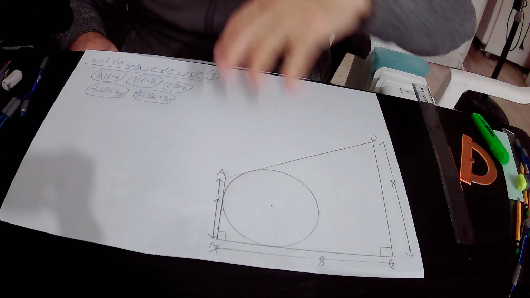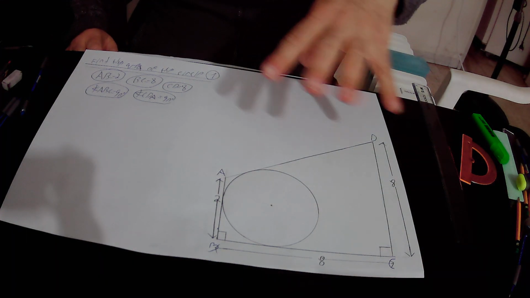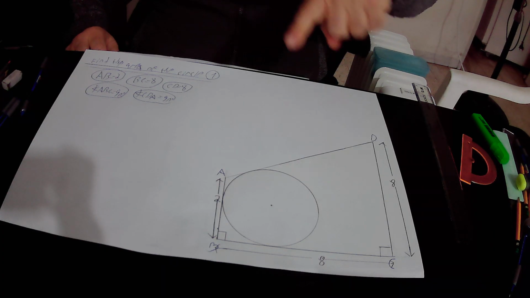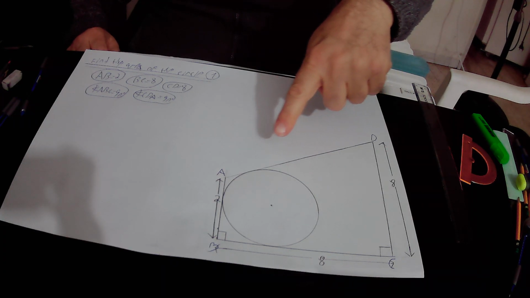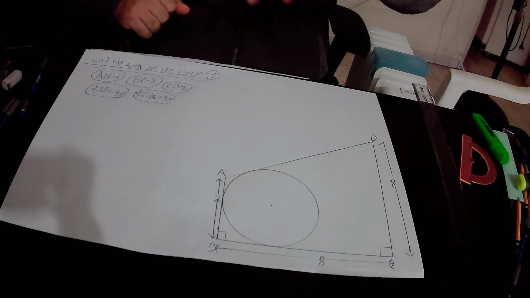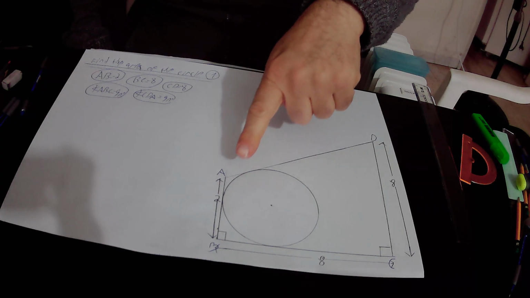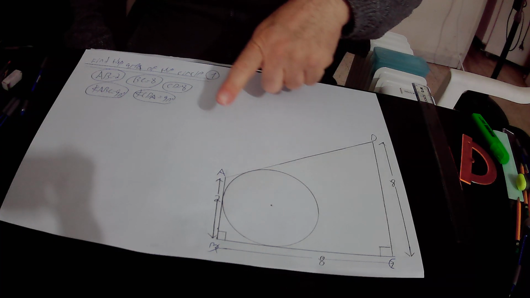Now, in this lecture, we'll find out the area of the circle. In the drawing, we have quadrilateral ABCD. Inside this quadrilateral, we have this circle. In addition, we know that side AB of this quadrilateral equals 2 units in length.